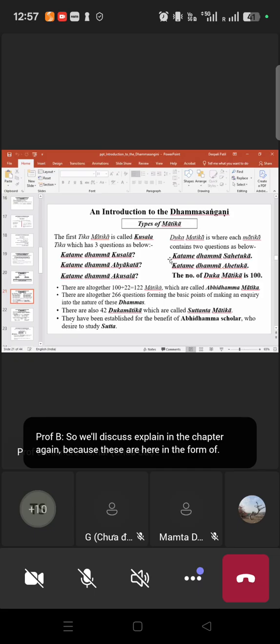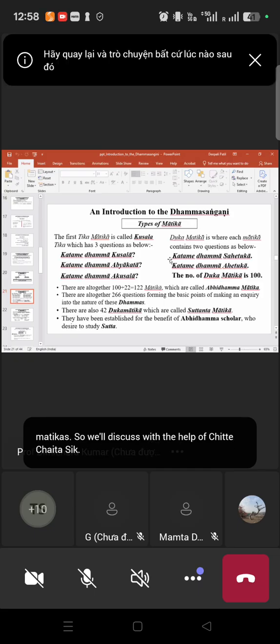So we'll discuss with the help of chitta, chetasika, rupa and nirvana how they have been displayed in the first two chapters. It is not possible to go through all of the Chittuppada Kanda and Rupa Kanda in a very detailed manner, because chitta, chetasika and rupa have been discussed in a very detailed manner.